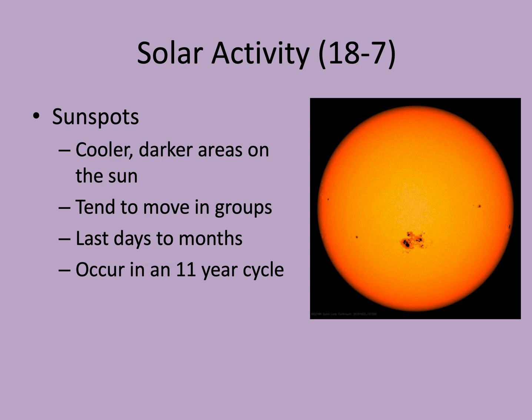So next we have solar activity. What kind of things are happening with the sun? First up, we have a sunspot. With correct pictures and lenses, we can view the sun, and these are the dark areas on the sun, and they are dark because they're cooler on the sun.